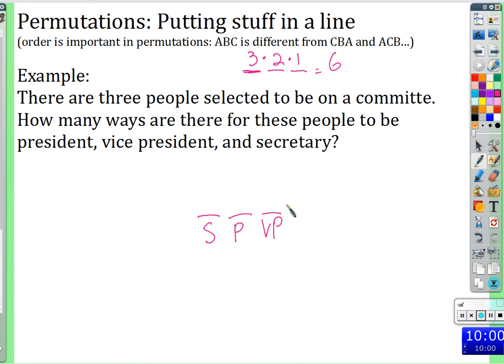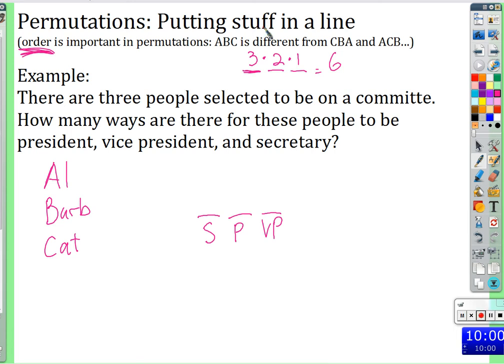Permutations is the right word. Combinations actually is a completely different meaning. And permutations is order. Order is important. Okay? So let's call these people Al, Barb, and Cat. Some people are named Cat, like Catherine. ABC.